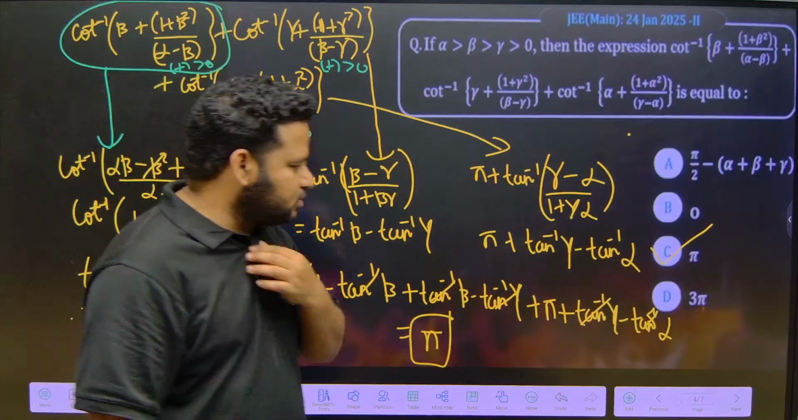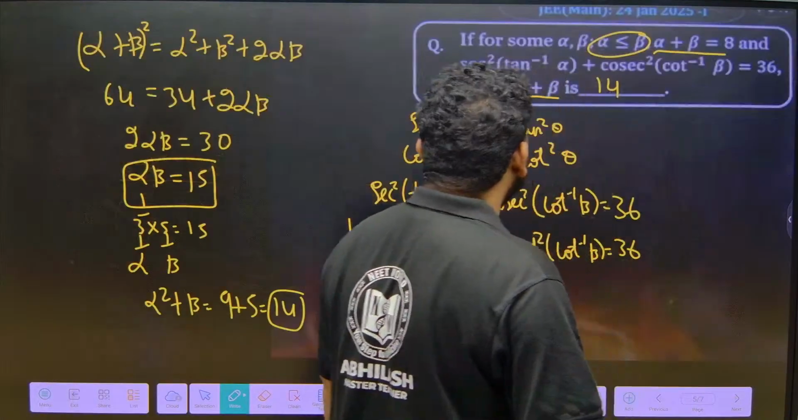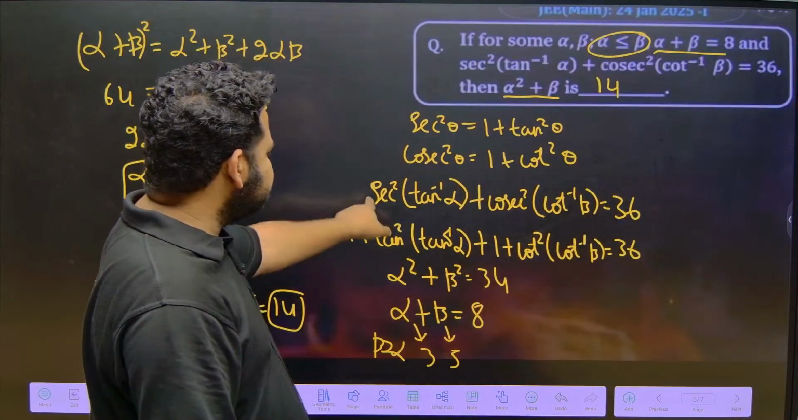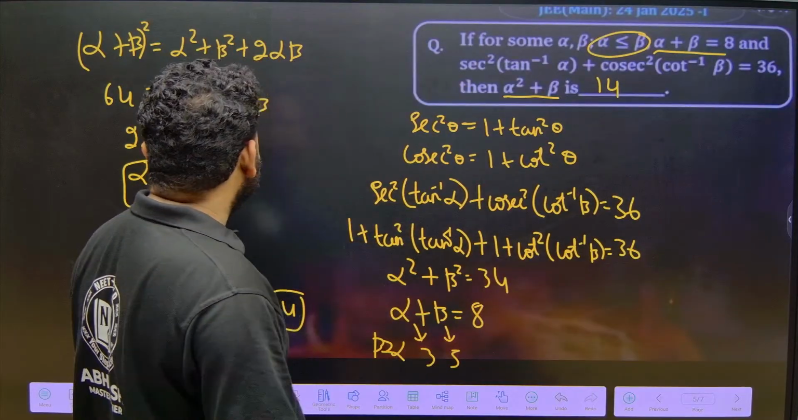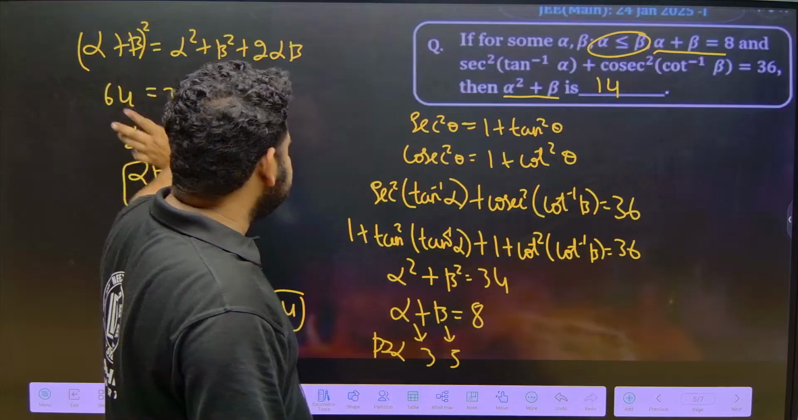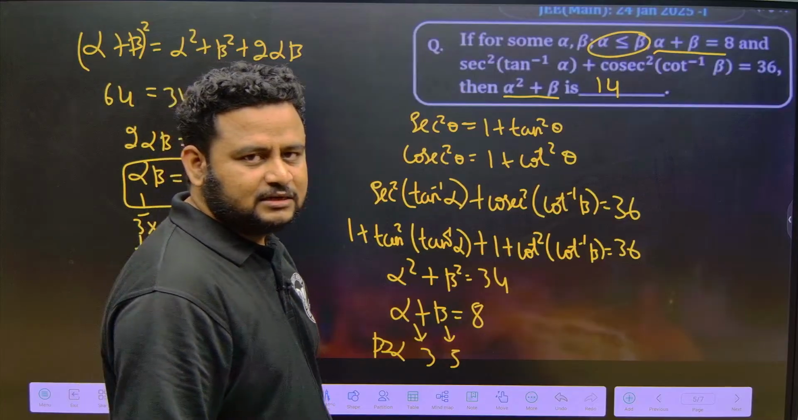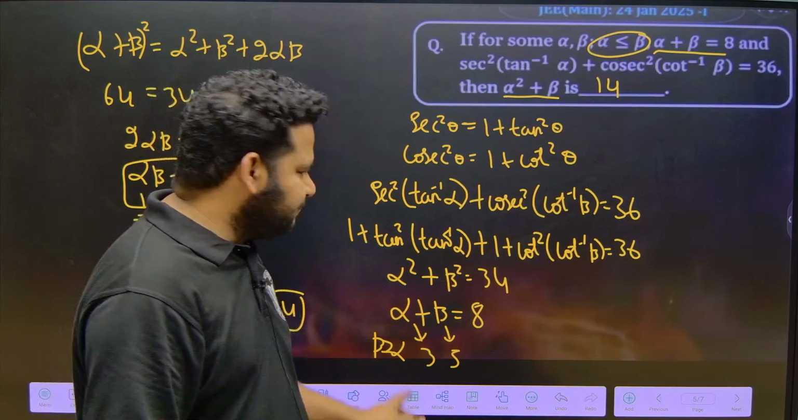So next question, how do we solve it? See here, this one is very simple. We use this identity and put the value. Then we put the a plus b whole square identity and we will get the values of alpha and beta. Then we have to find alpha square plus beta. We will get it as 14.